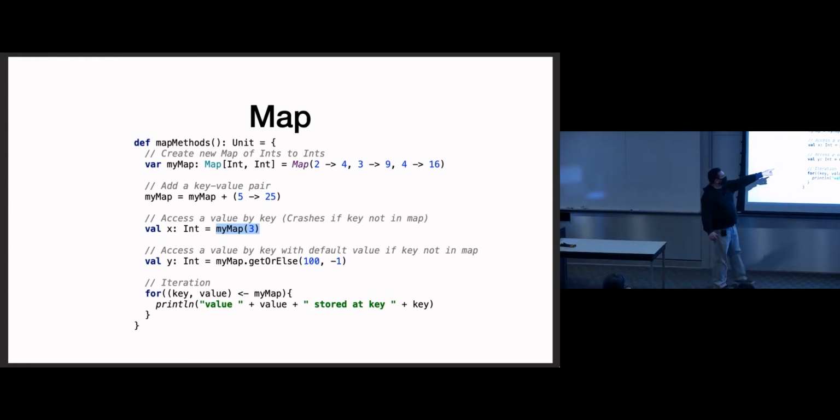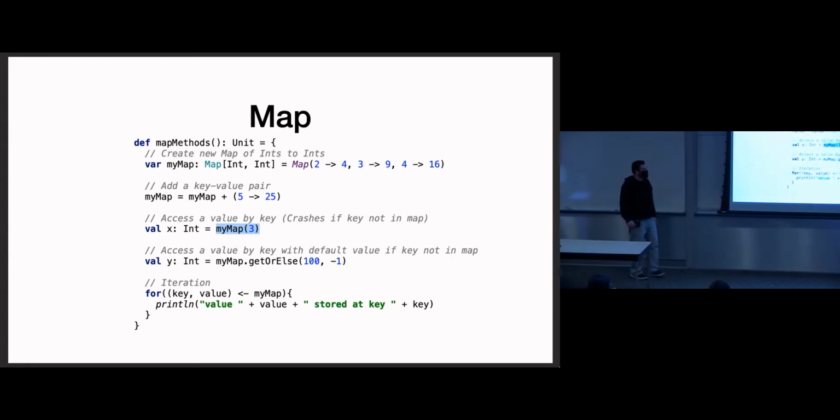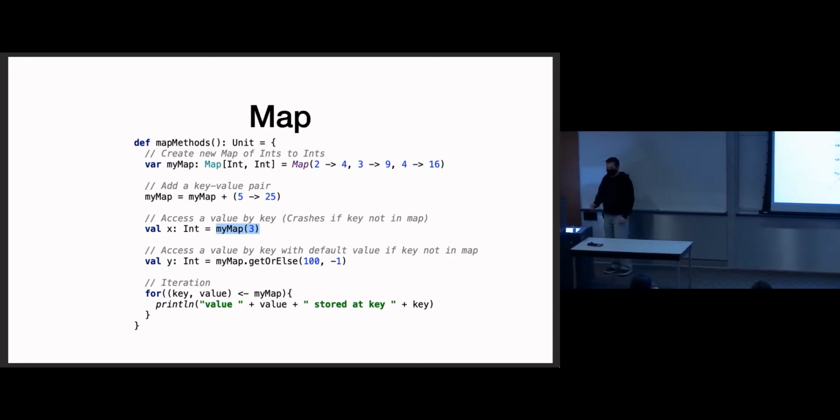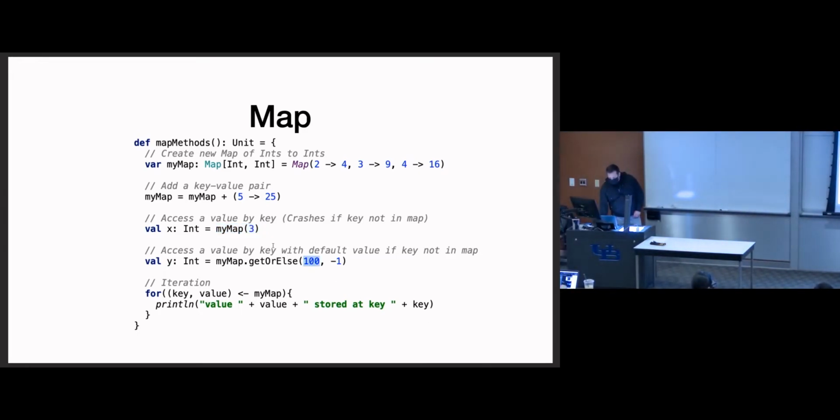In this case, 3 is a key in this map, so this is going to return 9, and x is going to store the value 9. If we did this with a value that's not in the map, so say we did 100 right here, program crashes because 100 is not a key in this map. So we have an alternative.